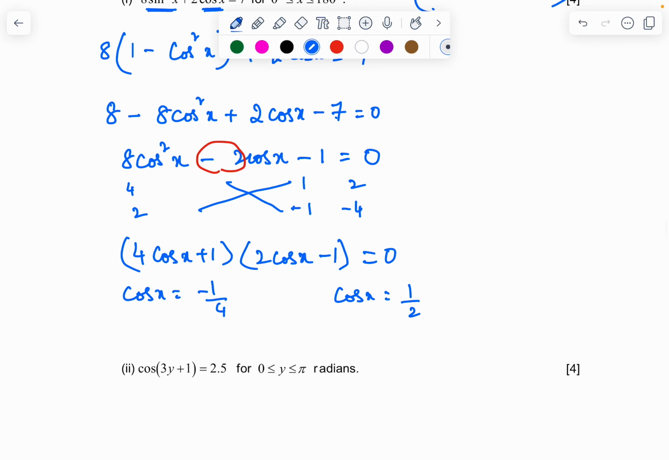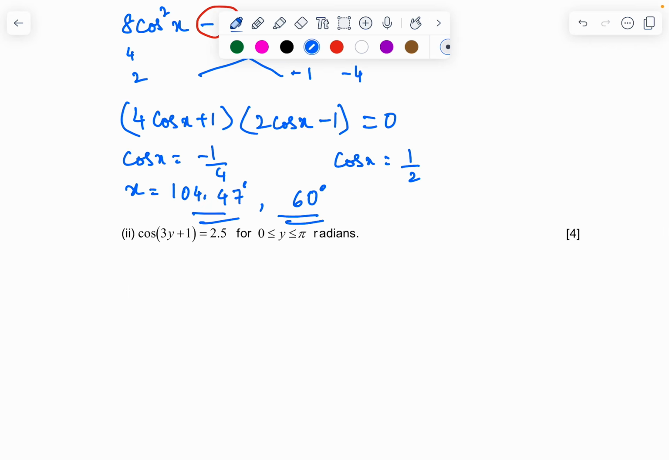So cos x equal to negative 1 over 4, cos x equal to 1 over 2. So when you find the values, you will get x equal to 104.47 and x equal to 60. So these are the two values.